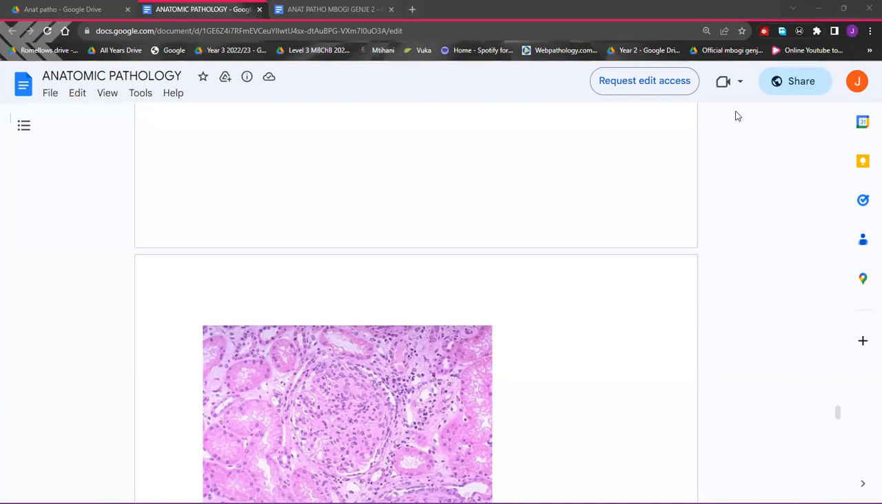I think maybe the explanations will confuse you a bit, but maybe I can give you basically how they look under light microscopy and immunofluorescence. So when you just see the tram track appearance, know that it is a membranoproliferative glomerulonephritis. Don't worry too much about type 1, type 2, type 3. Tram track appearance, glomerulonephritis. Now, move to the next one.